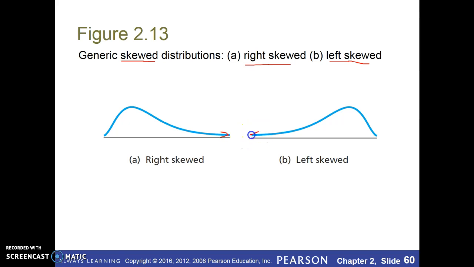And if it's being stretched out to the left, then it's skewed to the left. And so it's kind of the opposite of where it's being jumbled. If it's jumbled to the right, like it is here, that means it's actually skewed to the left. And if it's jumbled here on the left of the graph, that means it's actually skewed to the right.